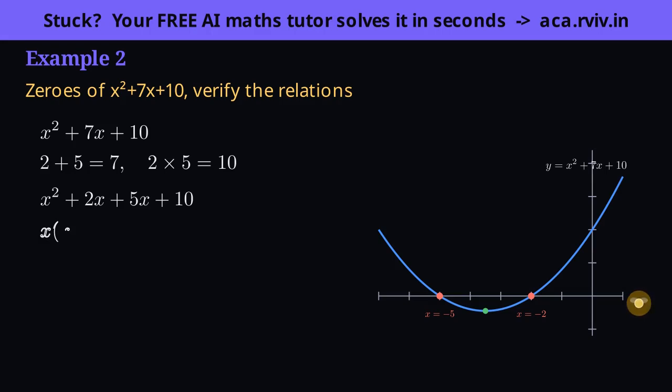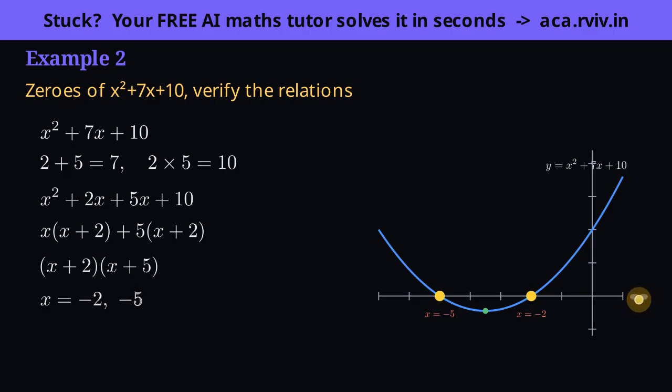Group the four terms into two pairs and pull the common factor out of each. The whole aim of the split was to make each pair share something, and it does. Look, both pieces now carry the same bracket, x plus 2. That shared bracket is the signal the split worked. Pull it out front as a common factor. Factored at last. Now apply the zero product idea. The product is 0 when x plus 2 is 0 or x plus 5 is 0, giving x equals minus 2 and minus 5. Those are our zeros.